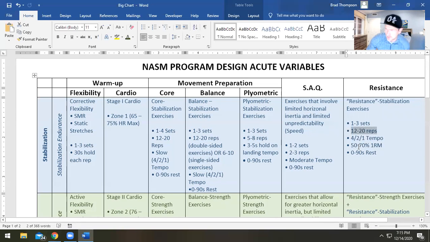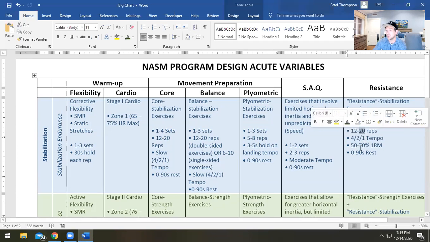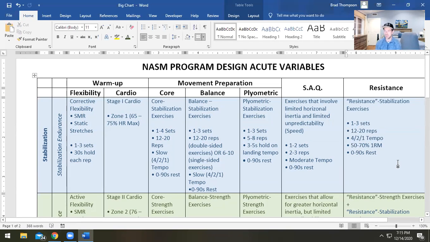And these are backwards too. It's 12 to 20 reps. 12 reps corresponds with around 70%. 20 reps corresponds with around 50%. It'll never be perfect, just so you guys know. People are just going to burn a lot, and then they'll start complaining and say, I can't. But it's a good starting point.